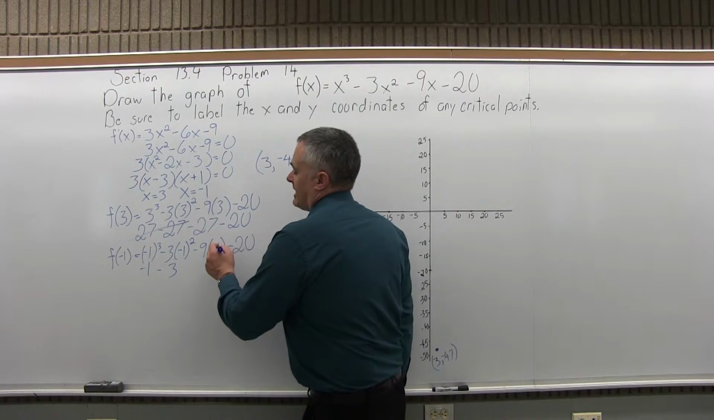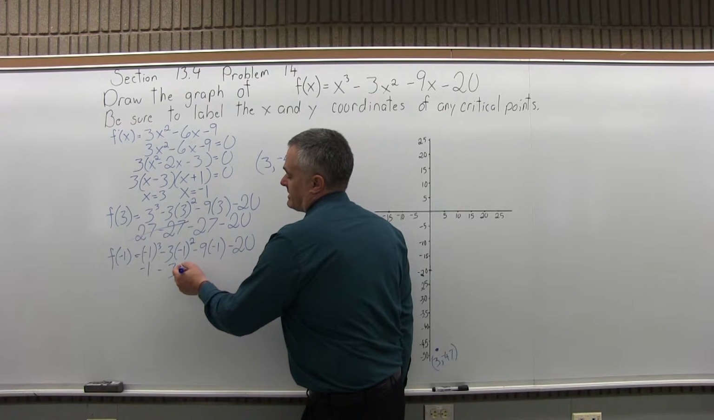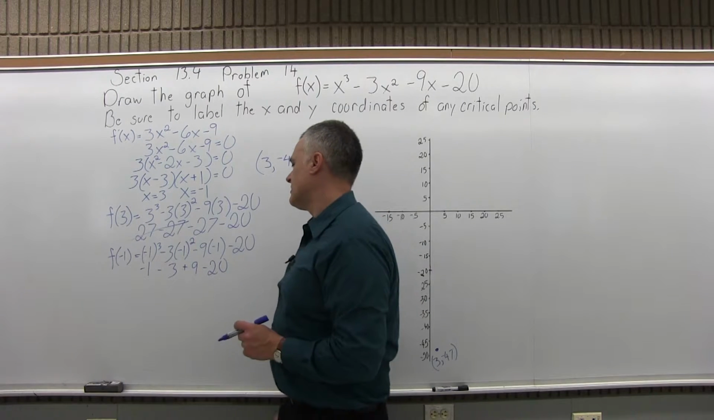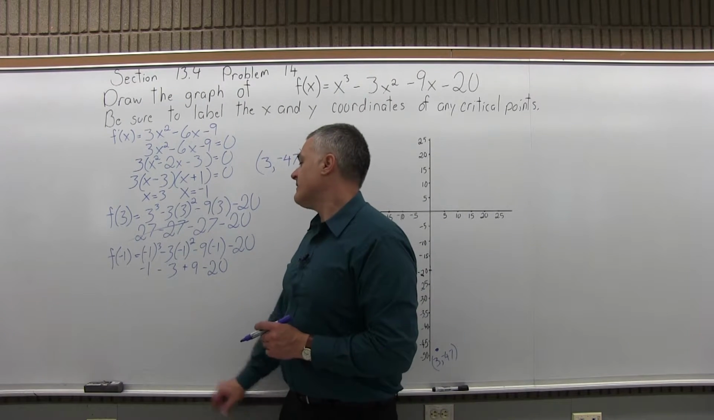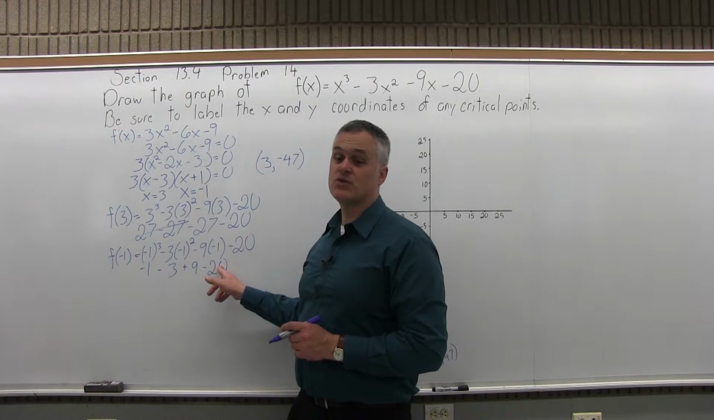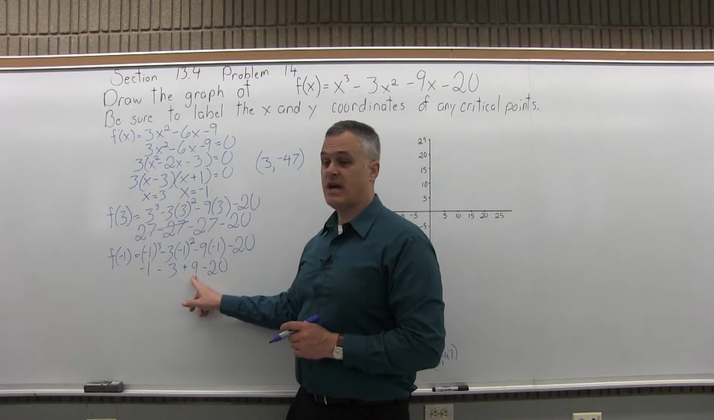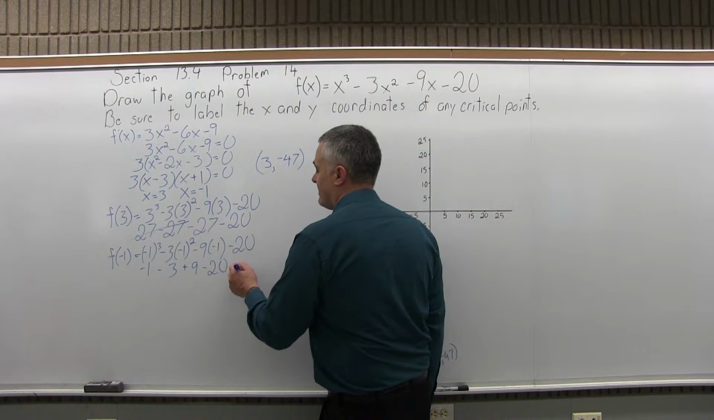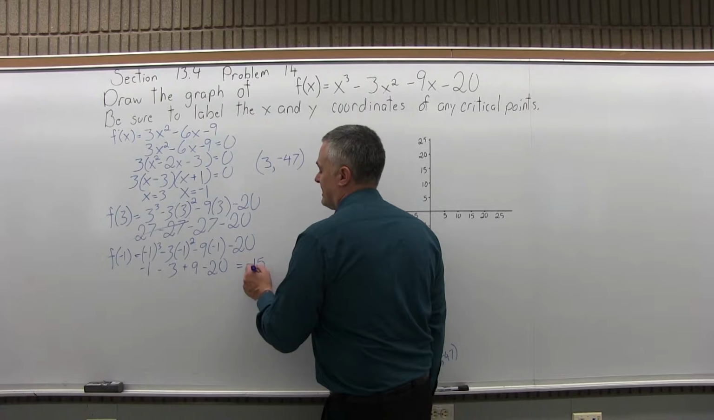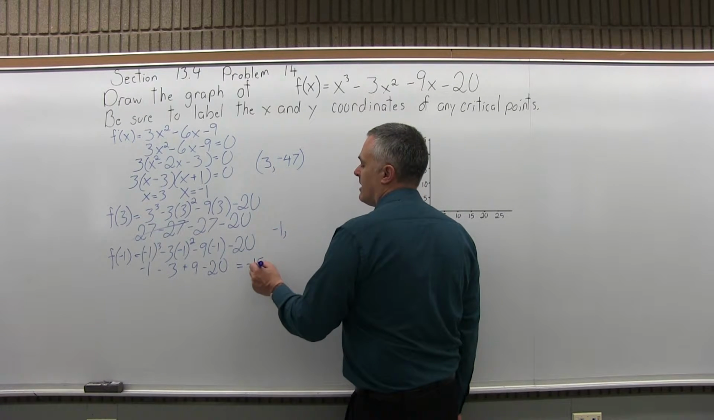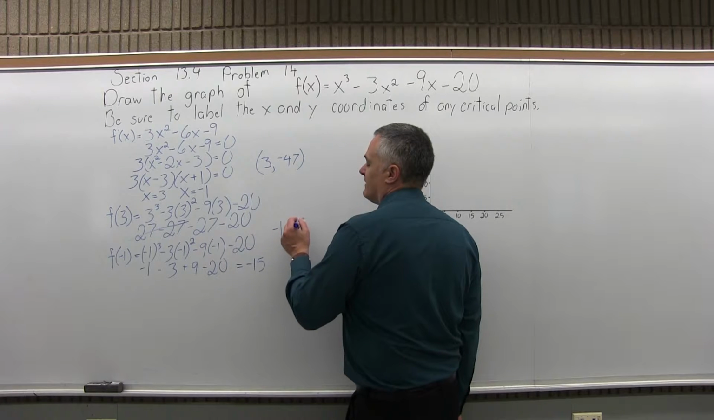And then I have minus 9 times minus 1. The minus times the minus will cancel. I have positive 9 and minus 20 on the end. So if I have minus 1, minus 3, minus 20, that's minus 24 and positive 9. So minus 24 and positive 9 is minus 15. So I have another critical point with an x-coordinate of minus 1, a y-coordinate of minus 15.